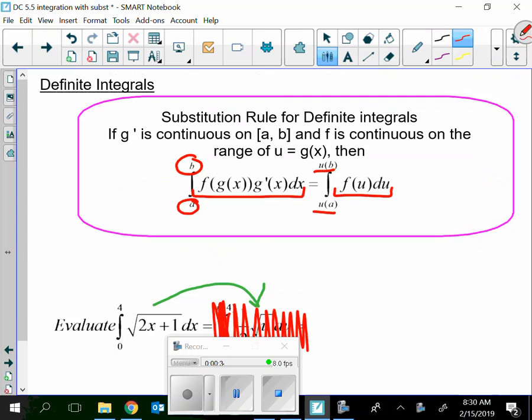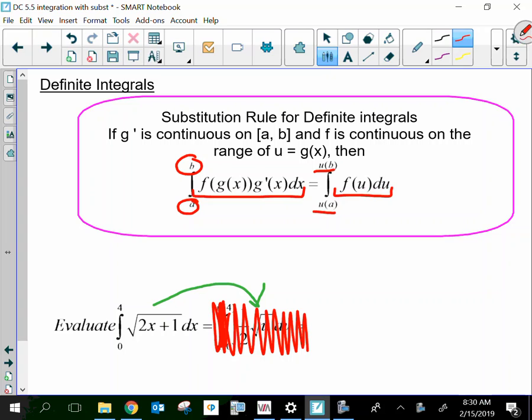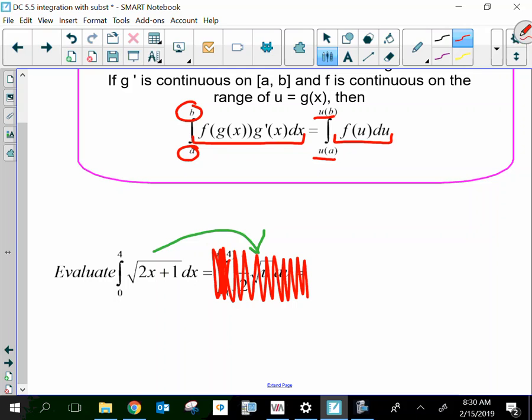The other big change is a nice change, and that's we're done with the u. We don't have to go back to the x. Once you've changed the limits, you are now dealing with an integral with a u limit, then you should be done with the x. Okay, so here we go.